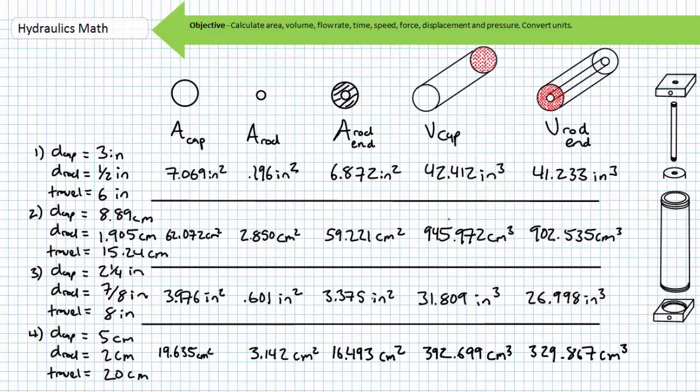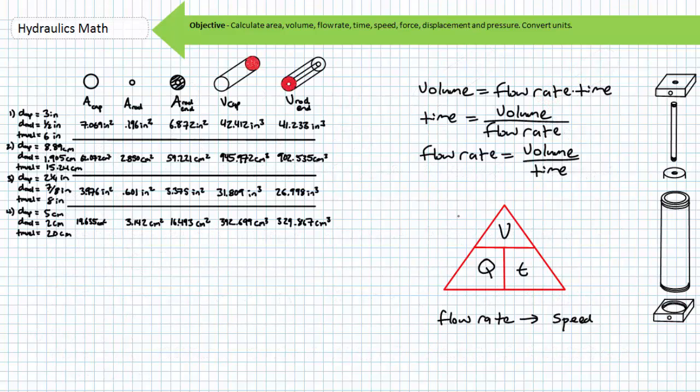The volume of the cap end at full extension is 392.699 centimeters cubed. The volume of the rod end at full retraction is equal to the volume of the cap end minus the volume of the rod, or the area of the rod end times the travel length. Either way, this presents a volume of 329.867 cubic centimeters.